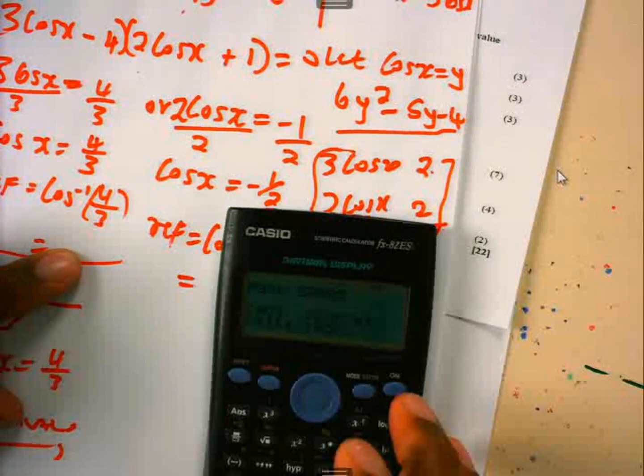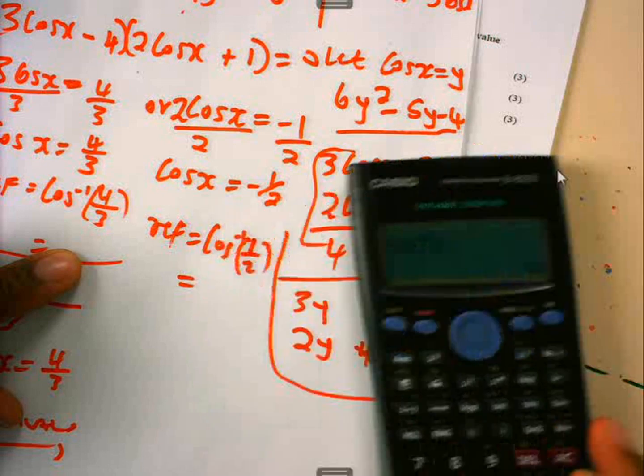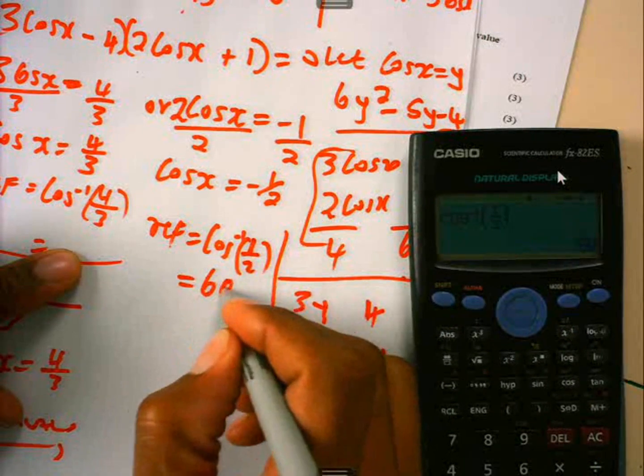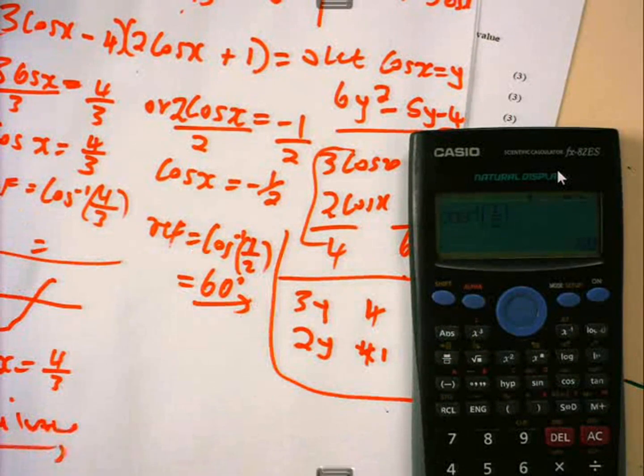Then we can check that one. That is shift, then cos, then 1 divided by 2. I think the answer says 60 degrees. Now we know that the reference angle for the inverse of cos 1/2 is 60 degrees. Right. What is the next step now?